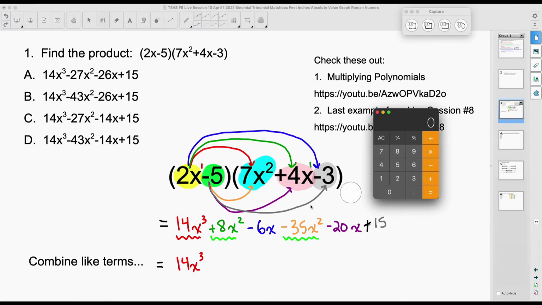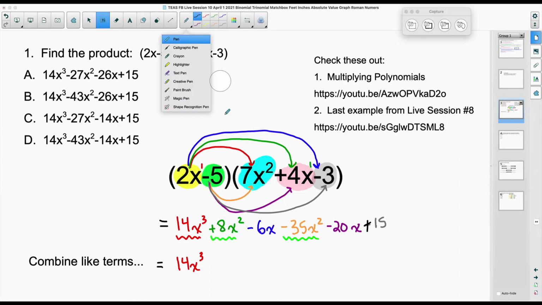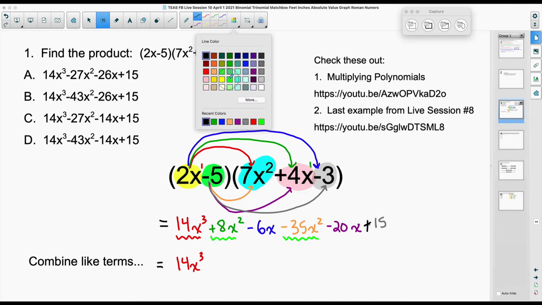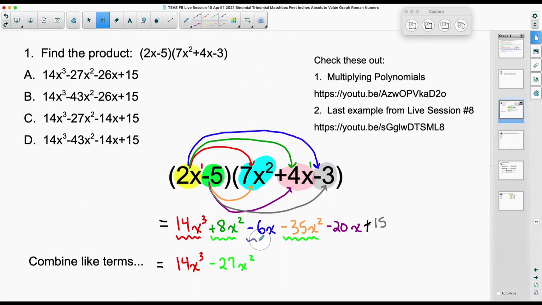8 minus 35, that's going to be a negative number. So 8 minus 35 gives us a negative 27. That's going to be negative 27x squared. We're combining like terms there. So 8 minus 35, negative 27x squared. And then let's do the same thing for these other pieces. So minus 6x minus 20x, that's a negative 26x.